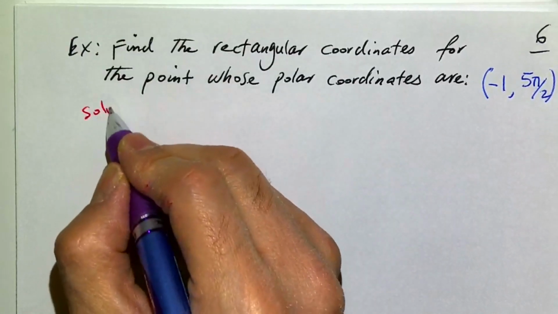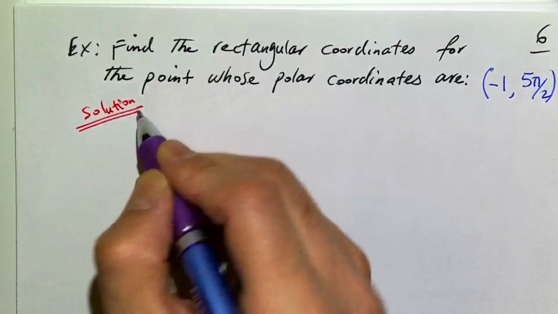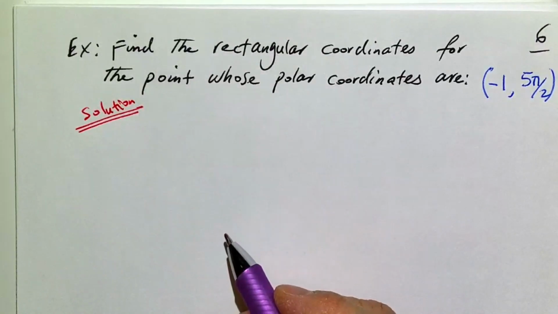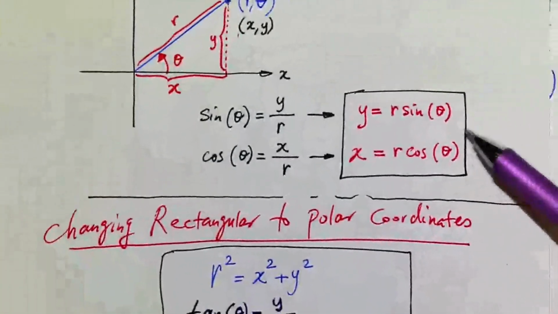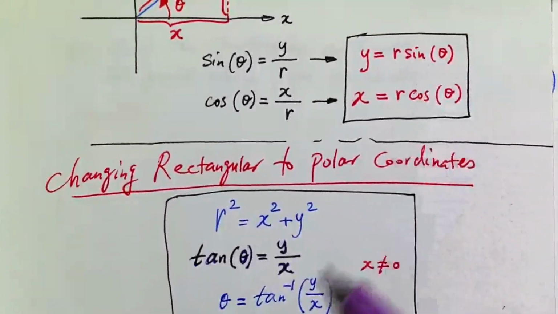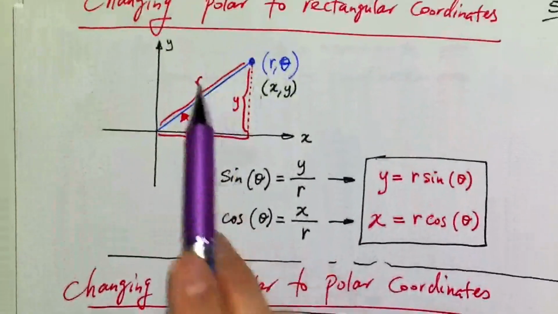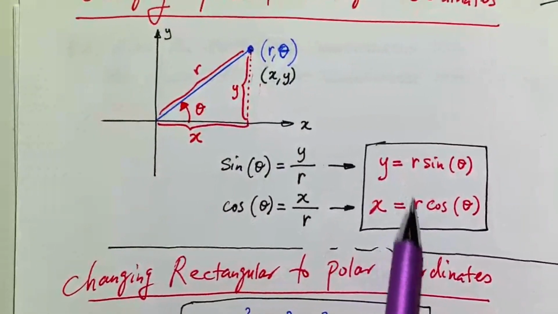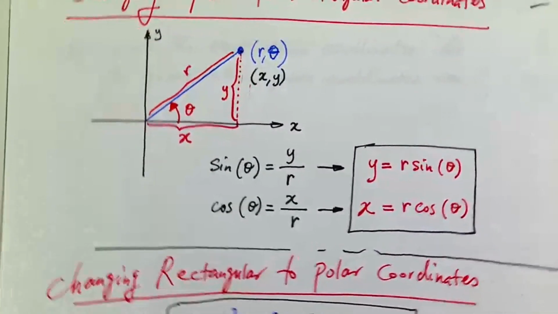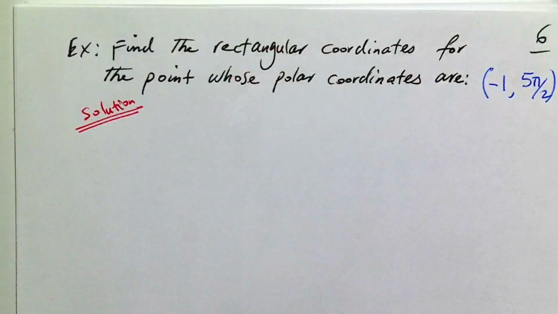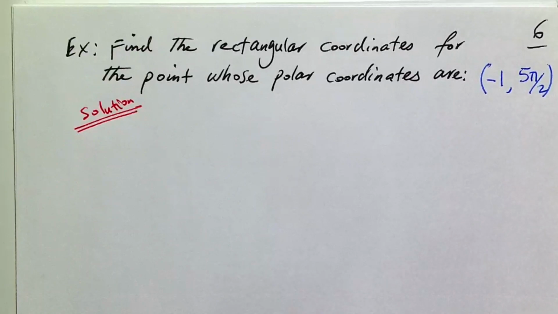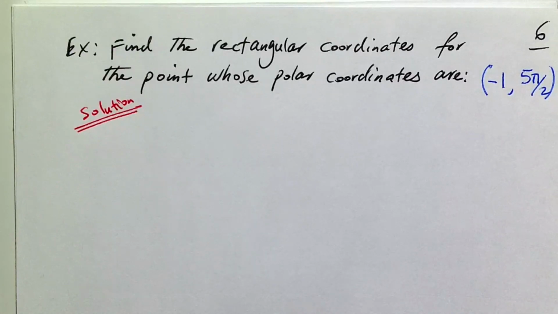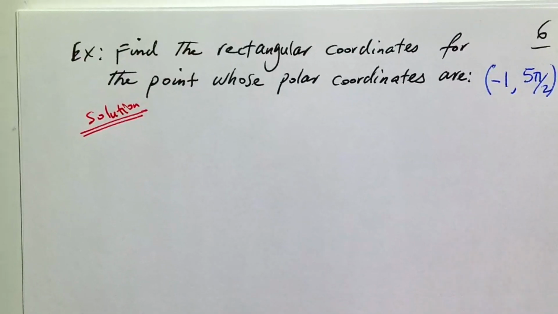So please pause the video at this point, or you may want to rewind or look in your book and write down these formulas, because you're going to need to know these formulas going from polar to rectangular. You're going to need these. And then pause the video and write down your own solution before you look at what I have. Okay? All right, so I'm assuming you've done that, and now you're back.